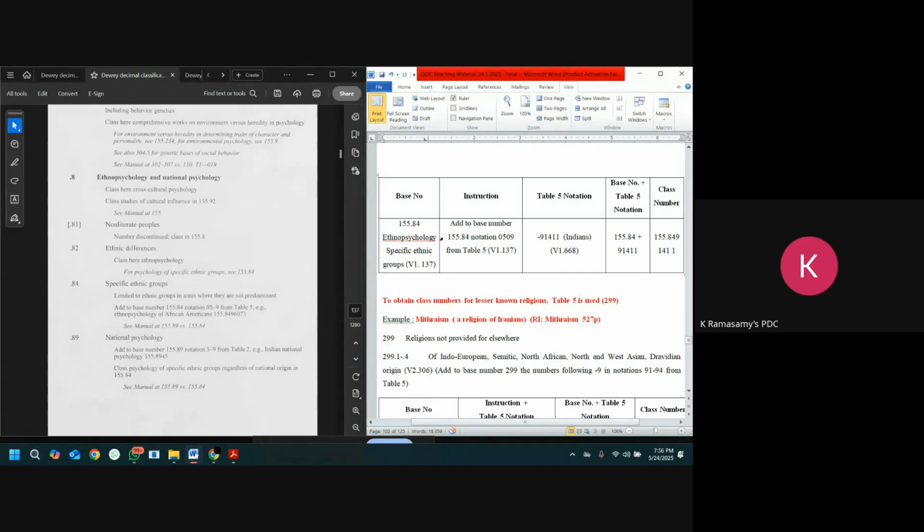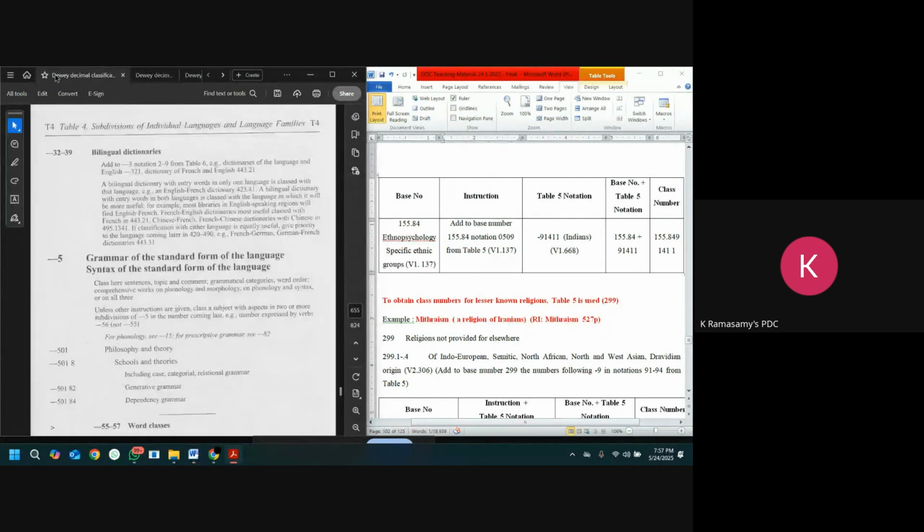155.84. What is the base number? 155.84. Notation 0529 from table 5. Go to table 5 and take any number from table 05 to 9. That can be added to the base number 155.84. Now I need to go to table 5 and find out the number for Indians.